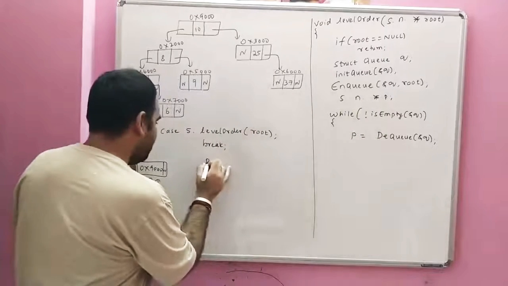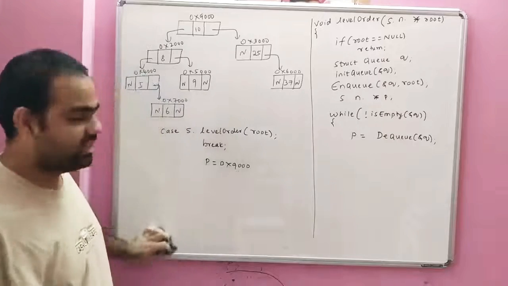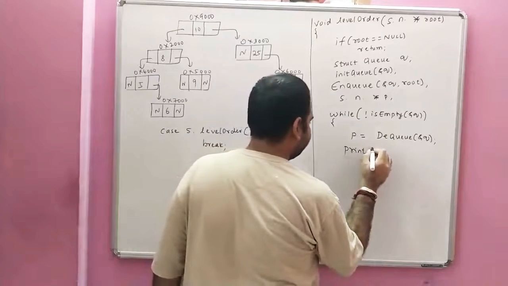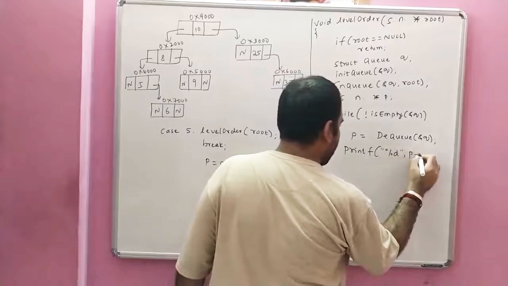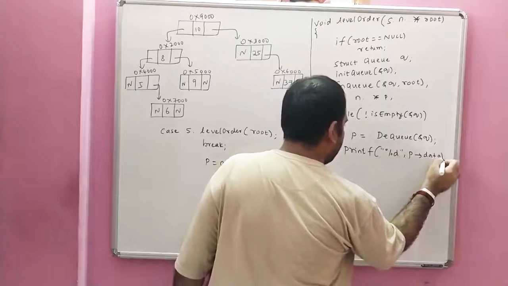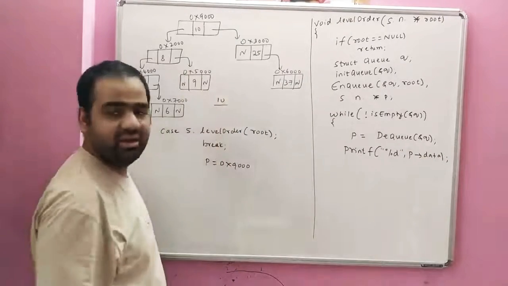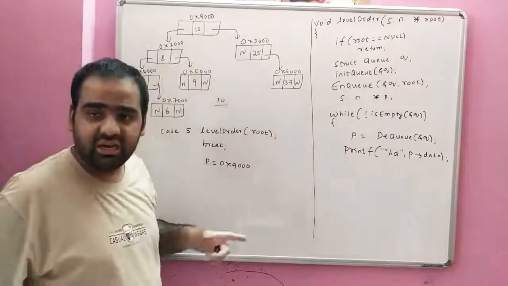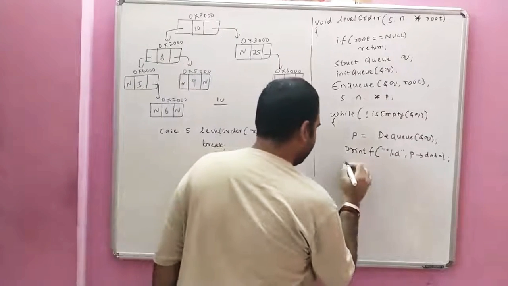Now what will be the value of p? The value of p would be 9000. Right. Now you have to print the 9000 arrow data. You say printf %d comma p arrow data. Now what is p arrow data? P arrow data is 9000 arrow data, which is 10. 10 is being displayed. Now you check whether 9000 has a left child, then enqueue. Whether 9000 has a right child, then enqueue. That is what we write.